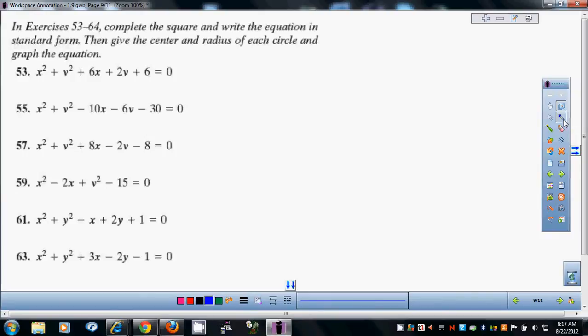Okay. 53 to 64, complete the square. Rewrite the equation. Okay, we can do this. Alright. Completing the square. I may just want to come back and hit on this later all by itself. It's kind of a standalone thing.